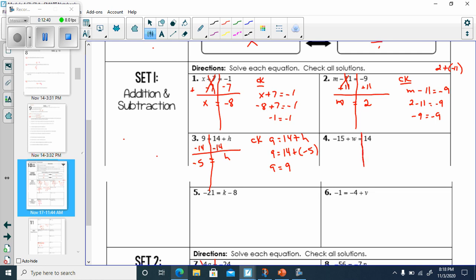How about number 4 here? Okay, we're solving for the W. We need to get this negative 15 away from it. The opposite of subtracting a 15 or a negative 15 is a positive 15. In this case, W is equal to 29. How do we check ourselves? Okay, we plug it back in. Negative 15 plus 29 is equal to 14. And that is true. 14 is equal to 14. So it works. Your solution is 29.